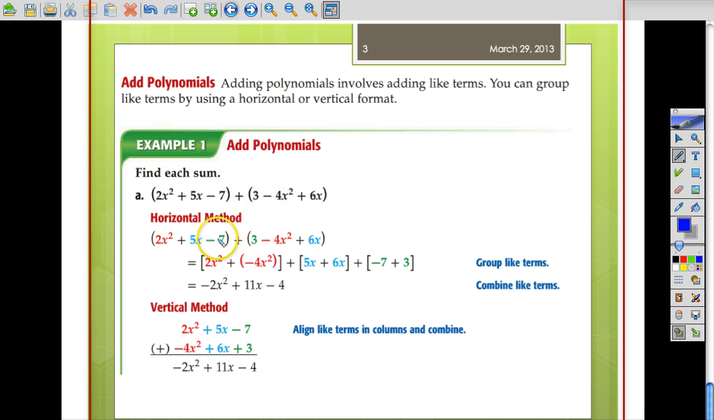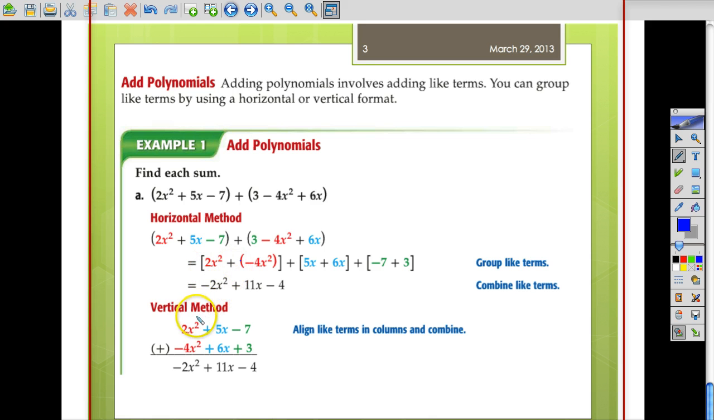Okay, so horizontal method, you're going to add just the like terms. So you see the like terms in the same color, red and red. They have the like terms x squared. Blue has the x, and green is just the constant. So you can regroup it so that you have the color codes. So 2x squared plus negative 4x squared, 5x plus 6x, negative 7 plus 3. So when you combine the like terms, 2x squared plus negative 4x squared becomes negative 2x squared, 5x plus 6x becomes 11x, negative 7 plus 3 becomes negative 4, and there's your final answer.